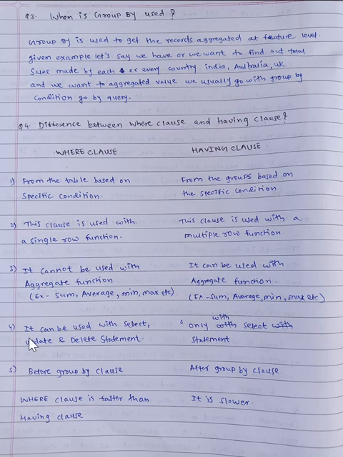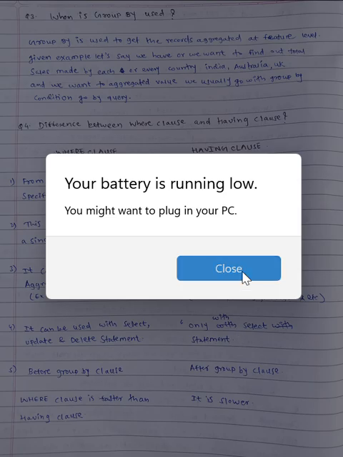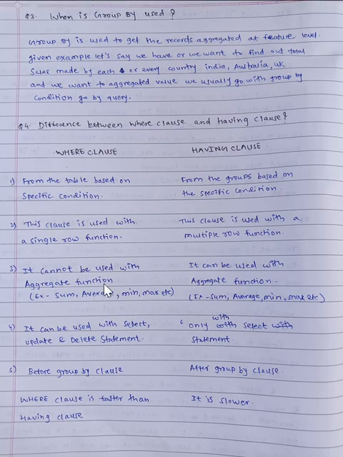The where clause we can use with select, update, and delete statements, but the having clause we use with the select statement as well as group by. We use the where clause before the group by clause, and we use the having clause after the group by clause. Where clause is faster than having clause, and having clause is slower than the where clause. Move to the next question.